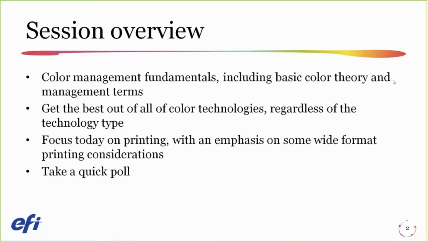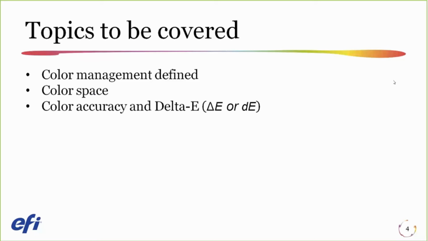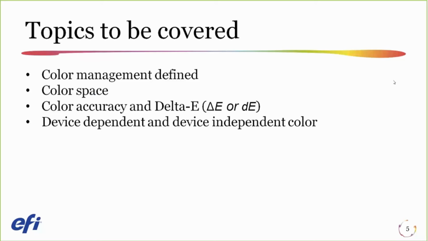Thank you very much, Carrie, and welcome everybody to our first session. The topics I'm going to cover today, kind of a high-level overview of color management, starting with what color management actually is, a definition of color management. Discussion of what color space is, how we determine or quantify color accuracy. It's a term we use called delta E. You may have heard this. I'm going to explain exactly what that means.